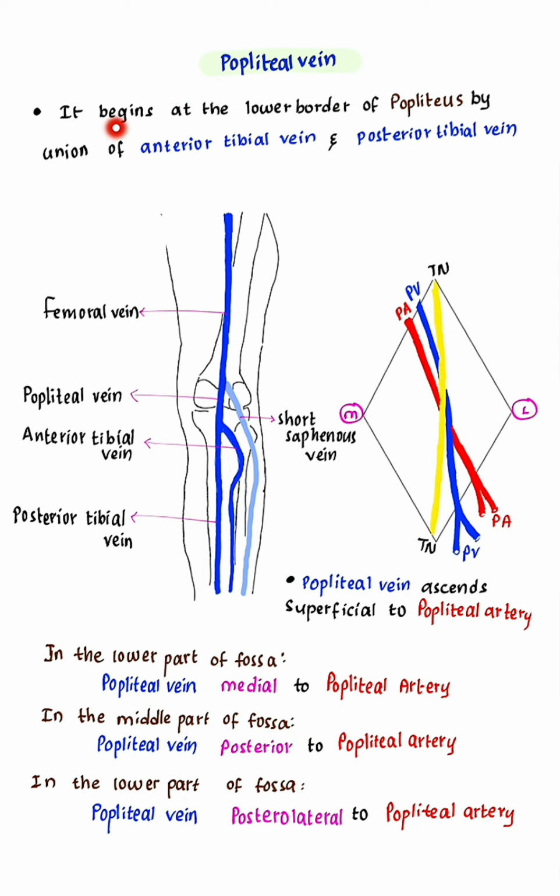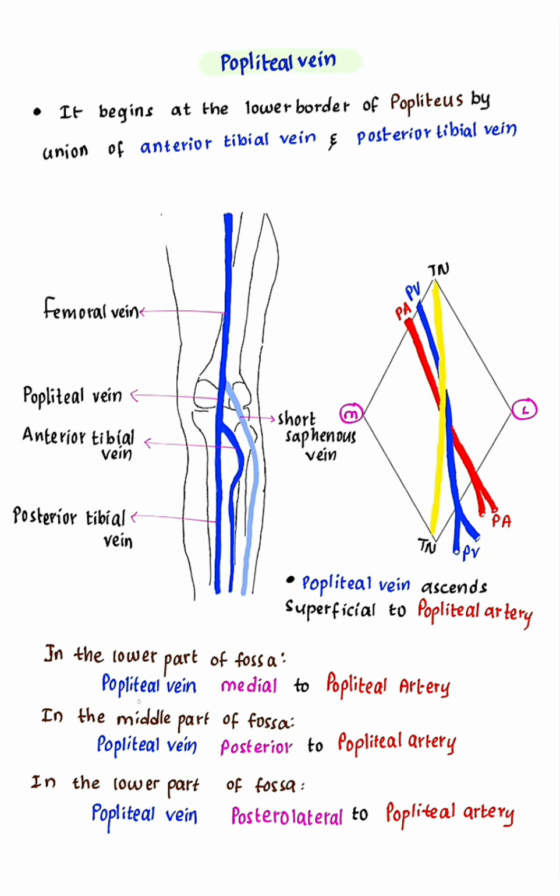Popliteal vein. It begins at the lower border of popliteus by the union of anterior tibial vein and posterior tibial vein. Popliteal vein ascends superficial to popliteal artery.